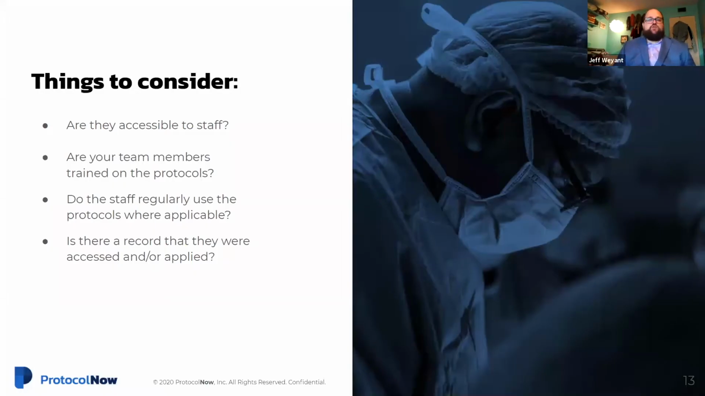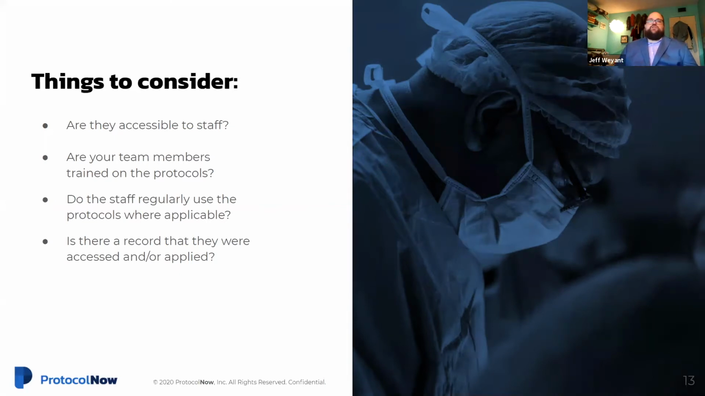So when it comes to coverage, your protocol lifecycle is an umbrella. How big is your umbrella? How many people can fit under it? Some things to consider here would be access. Are these protocols available? Can people see them? Are your team members trained on these protocols? Is this something they're aware of, and is there exhaust data somewhere to show that they've actually trained on these, they've tested, they know what they are?